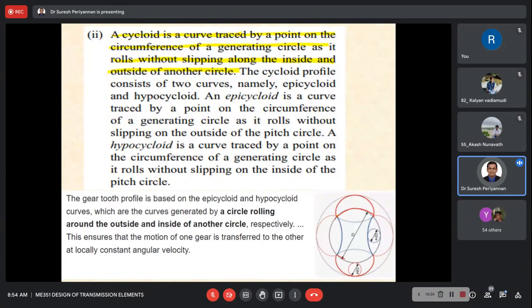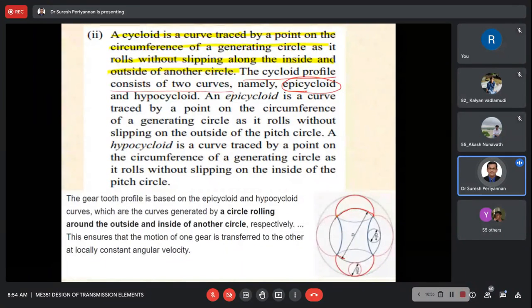The cycloid is a curve. This kind of profile is followed by the epicycloid and hypocycloid. That's what the cycloid profile is followed by: two curves. One is the epicycloid, another one is the hypocycloid. When we go for our tooth profile by using the cycloid curve, then we have to follow epicycloid and hypocycloid curves. What are epicycloid curves?